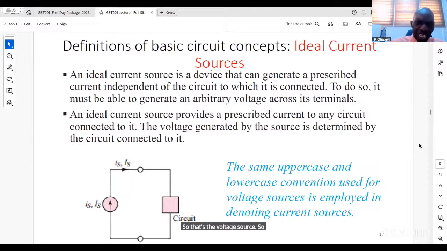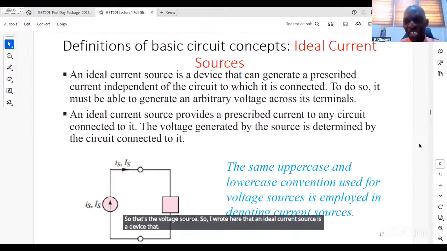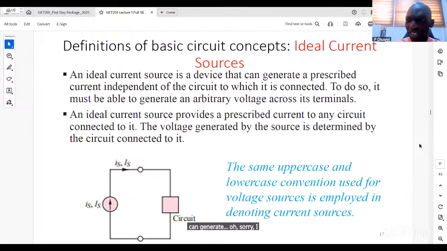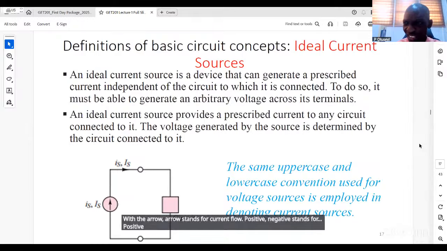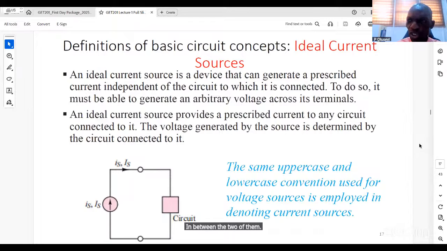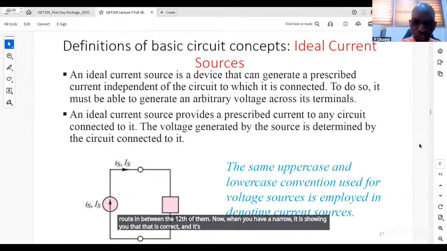I wrote here that an ideal current source is a device that can generate a current, with the arrow standing for current flow. Positive and negative stand for the positive side and the negative side of the battery, meaning that there is a voltage between the two of them, a voltage drop or voltage rise. Now, when you have an arrow, it is showing you the current, and it's pointing in the direction of the flow of the current.